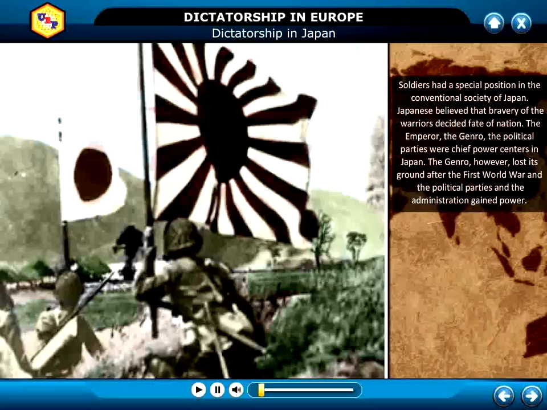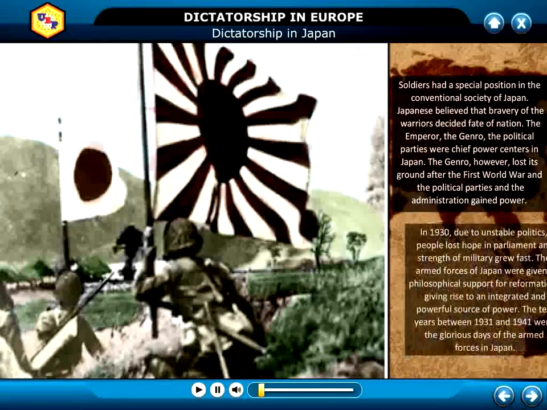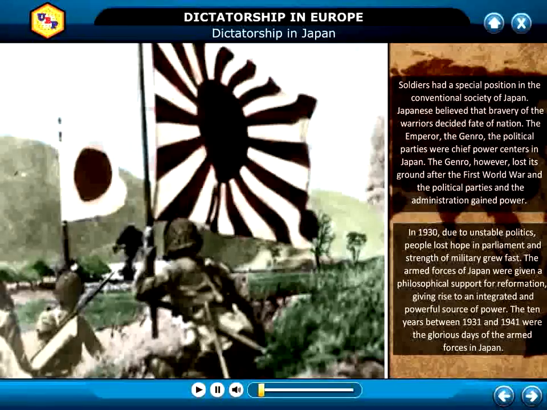The genre, however, lost its ground after the First World War, and political parties and their administration gained power. In 1930, due to unstable politics, people lost hope in parliament and the strength of the military grew fast. The armed forces of Japan were given a philosophical support of reformation, giving rise to an integrated and powerful source of power. The 10 years between 1931 and 1941 were the glorious days of the armed forces in Japan.